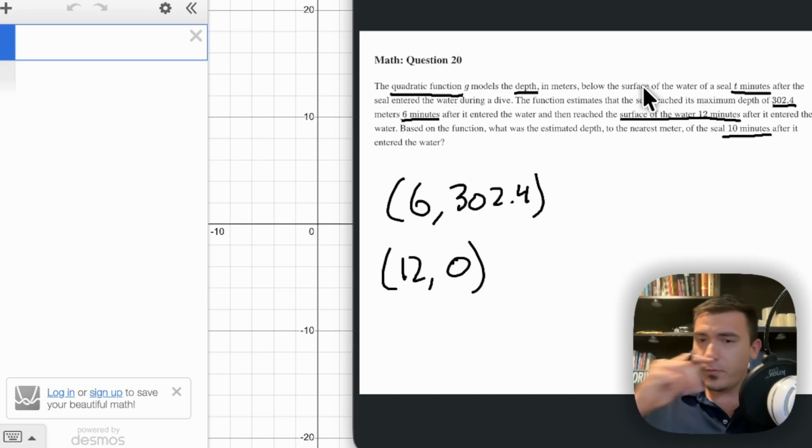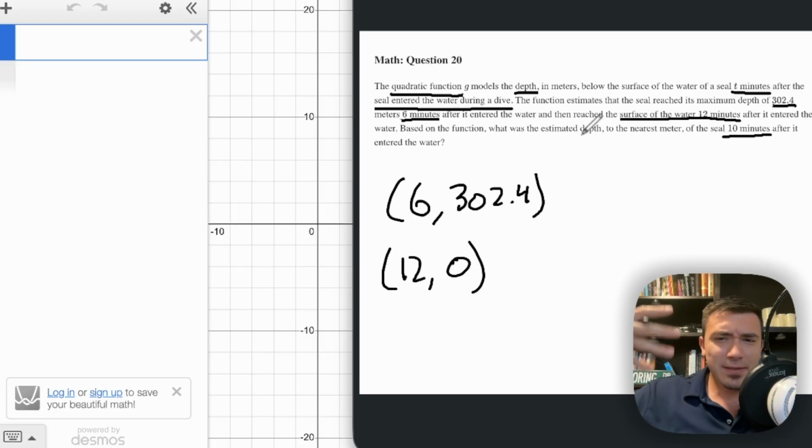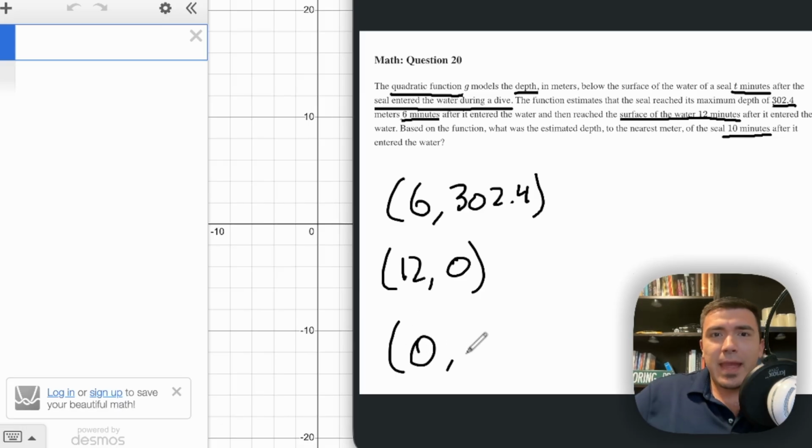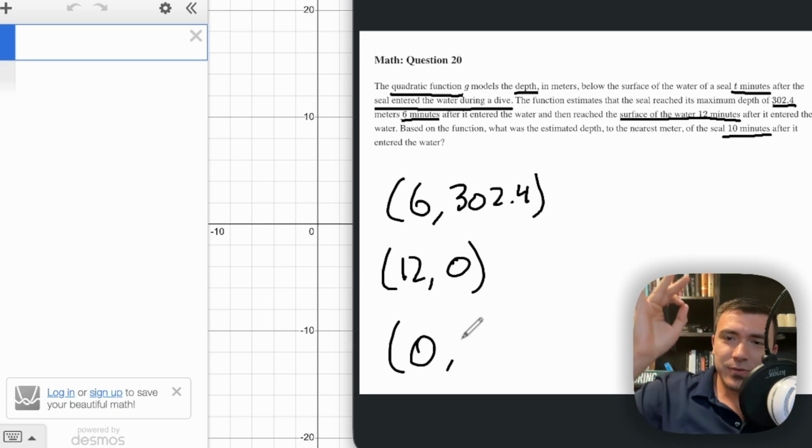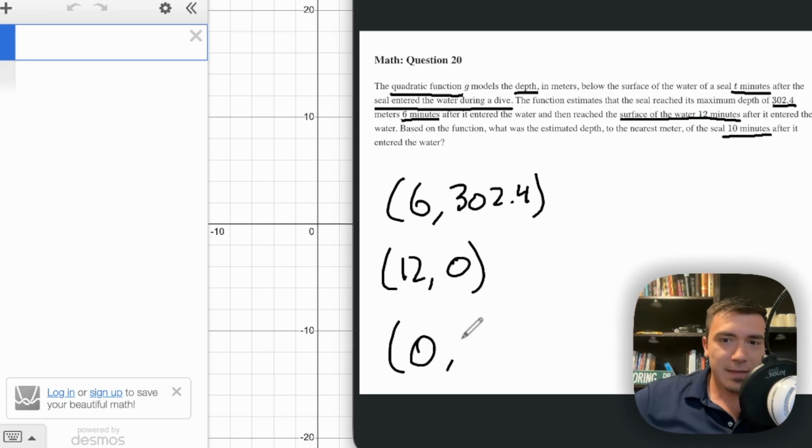So I'm going to dig a little bit deeper over here, and I see something that kind of catches my eye. After the seal entered the water during a dive, right? So when does the seal enter the water? It's going to enter the water at 0 minutes, right? So as soon as it enters the water, no time has passed. That's 0 minutes. And where does it enter the water from? It enters the water from the surface, right? It's not like it can enter the water 300 meters below the surface. That makes no sense. So if it enters the water at the surface, then my depth below the surface is going to be 0. So I was able to infer my third point just digging a little bit deeper into the problem.